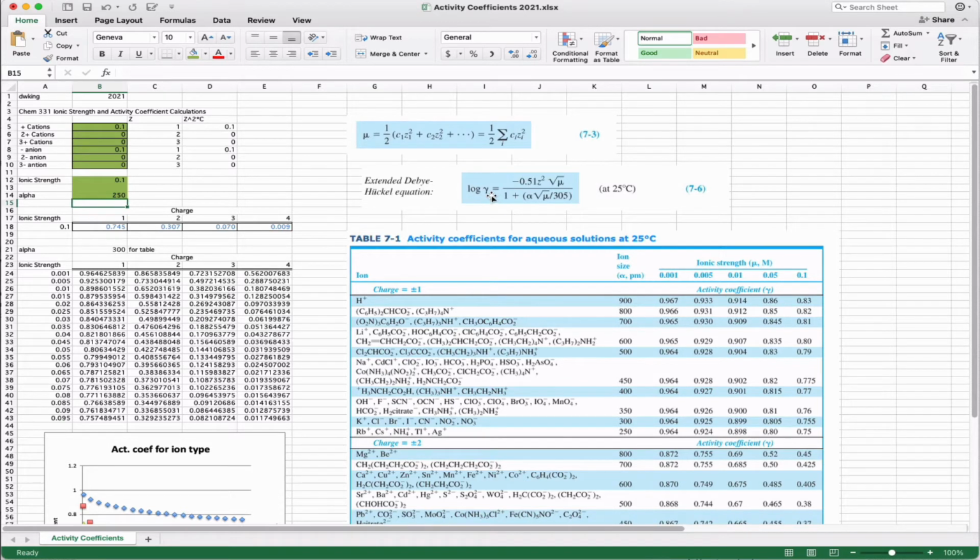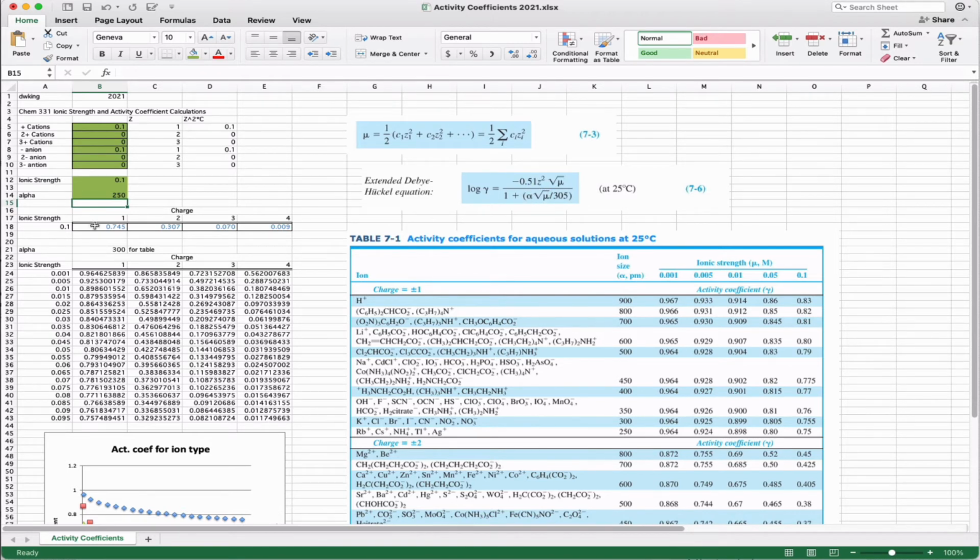And let's see. The log of gamma, the log of the activity coefficient, is equal to negative 0.51 times the charge, in this case, of the silver ion. So that's going to be 1², times the ionic strength, which we computed in cell B12, times the square root of the ionic strength, all divided by 1 plus alpha, 250, square root of ionic strength, divided by 305. So this is the extended Debye-Huckel equation. It is really an empirical extension of Debye-Huckel theory, and what makes it particularly empirical are these adjustable ion size parameters, alpha.